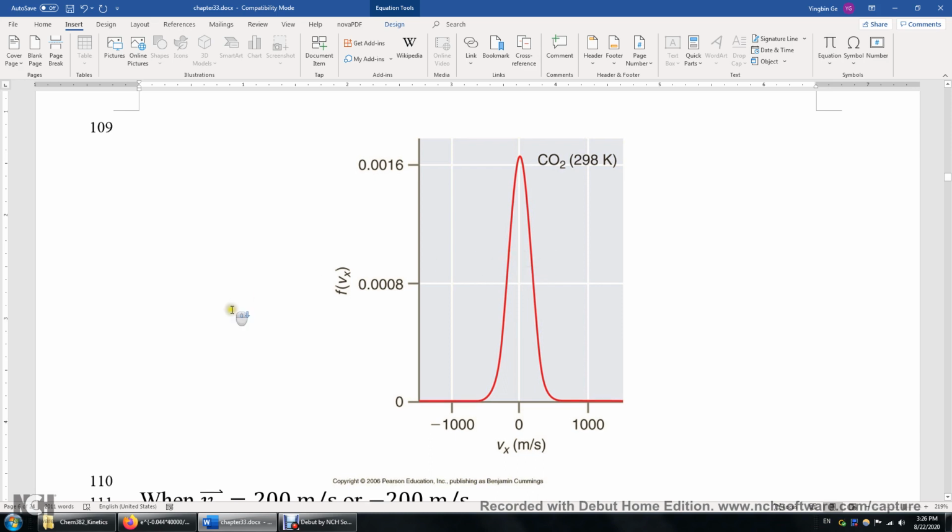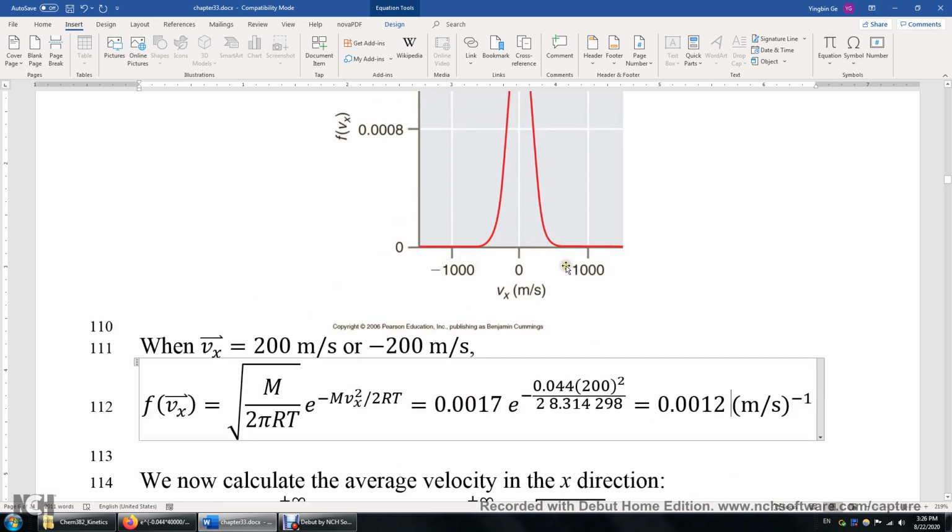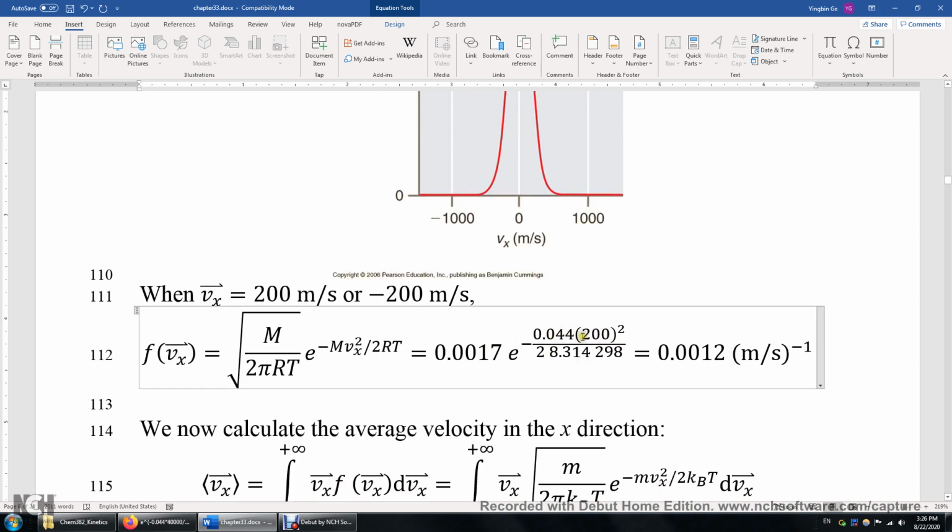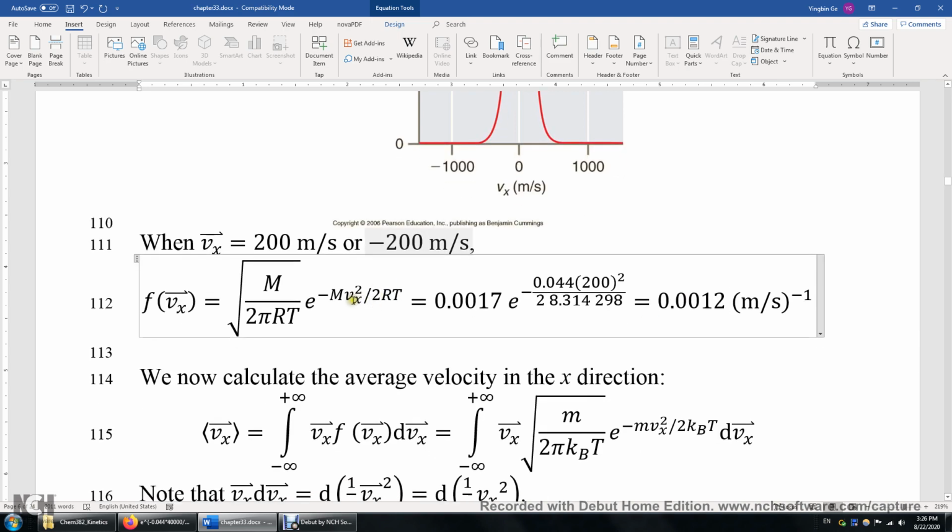So somewhere here. So feel free to plug in some other numbers like 1000. You'll see the probability density is really, really small from the graph and by doing the calculation. So imagine you plug in 1000 instead of 200 here. The final result is going to be really small.